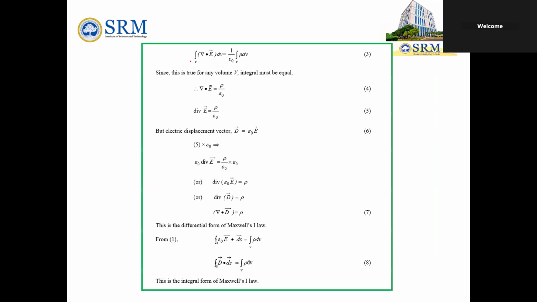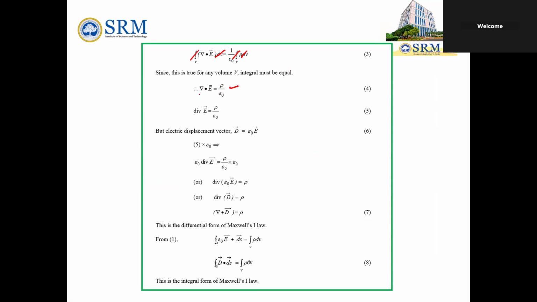Therefore, the volume integral of del dot E vector into dV equals 1 by epsilon naught rho dV. Now, this is true for any volume, so the integrands must be equal. We will get del dot E equal to rho by epsilon naught.